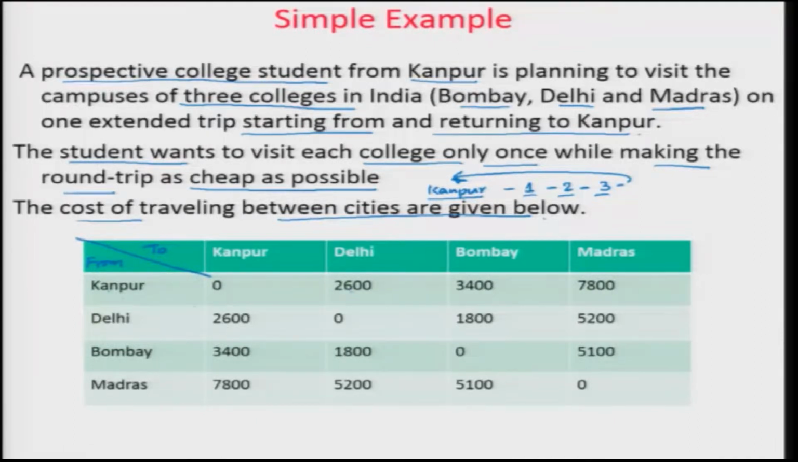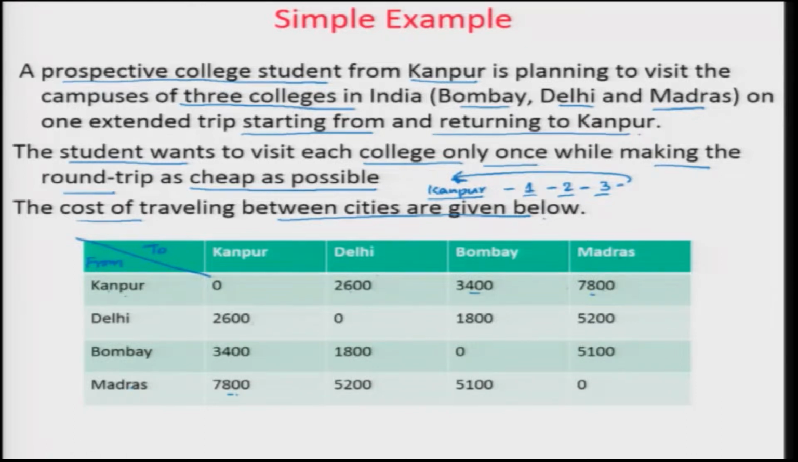This is the cost of traveling from Kanpur to Delhi. This 3,400 is the cost of traveling from Kanpur to Bombay. 7,800 is the cost of traveling from Kanpur to Madras. So this 7,800 is true when you see here: this is the cost of coming back to Kanpur from Madras, 7,800. If it takes the same amount that way, these values are exactly mirrored.